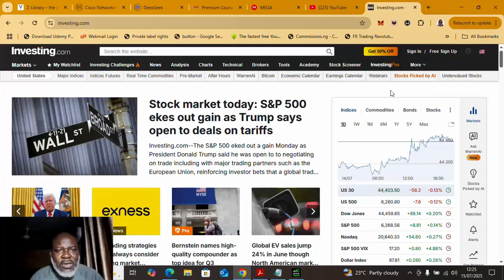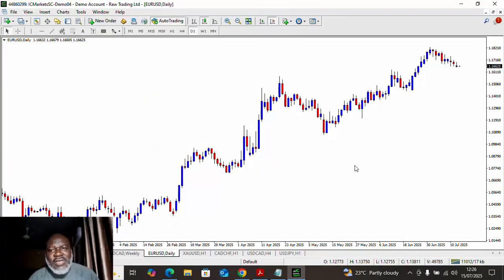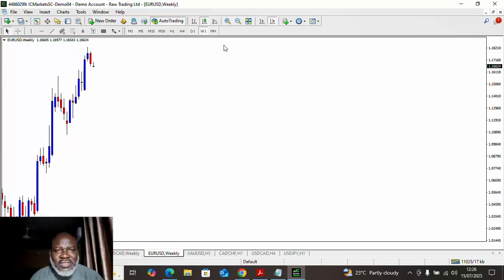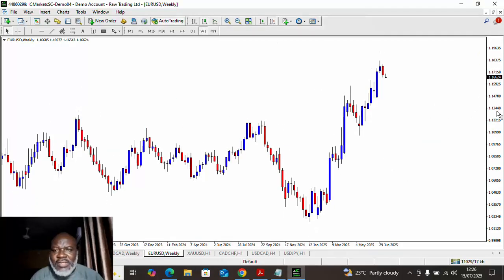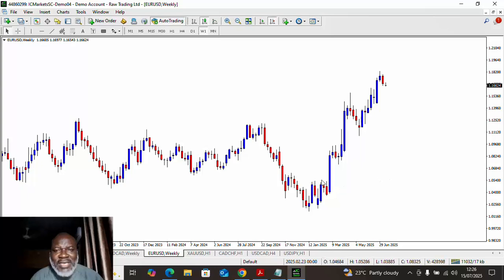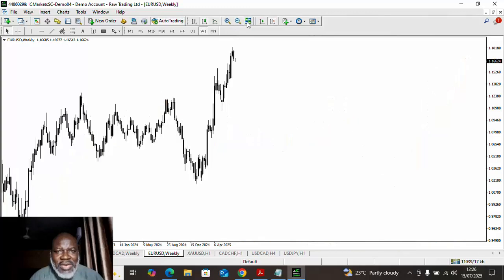All right. So that being said, let's just hop on to the chart to look at the technicals. Today I'm going to start with EUR/USD. Now, if you start from the weekly time frame, let's move over to the weekly time frame. You'll see that the market has broken out of a range structure. And let me show you what I mean.